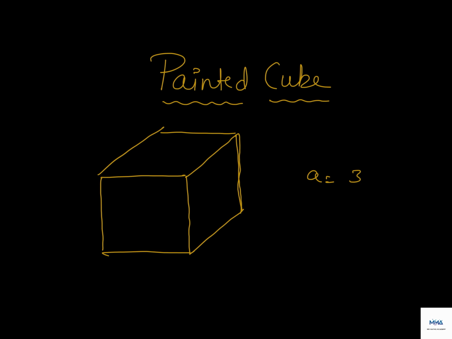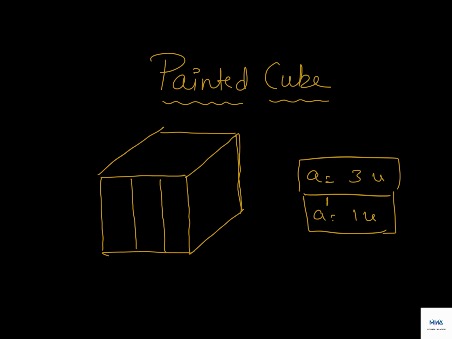Let's say the side is 3 units. And now this is entirely painted in any random color of their choice, and then it is cut into smaller cubes. Let's say now we are cutting it into smaller cubes of side equal to 1 unit. Let's call this A dash.